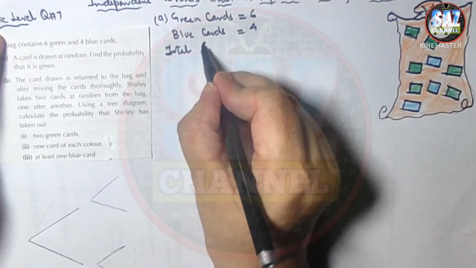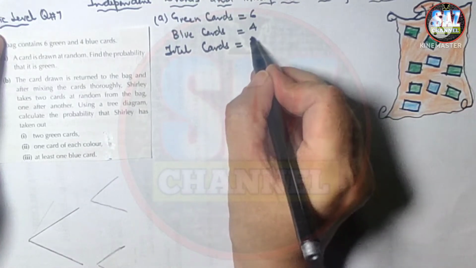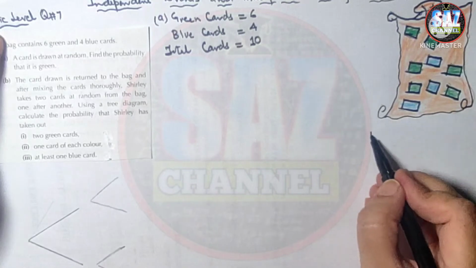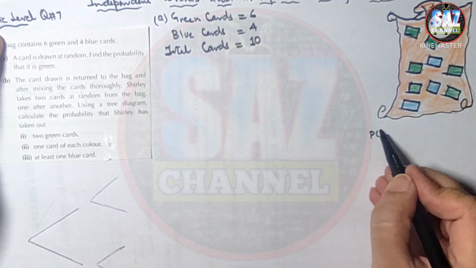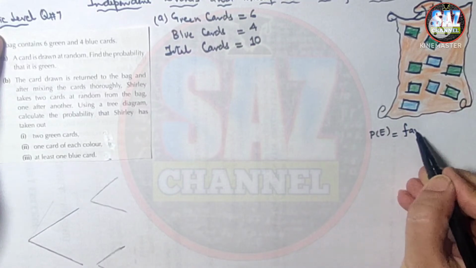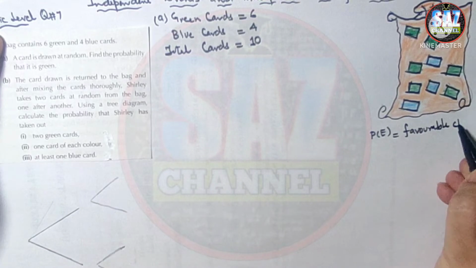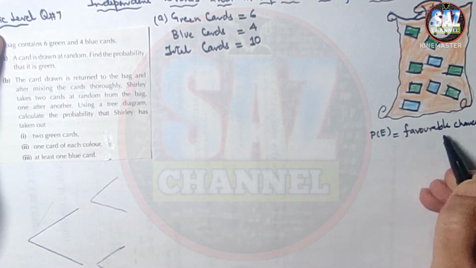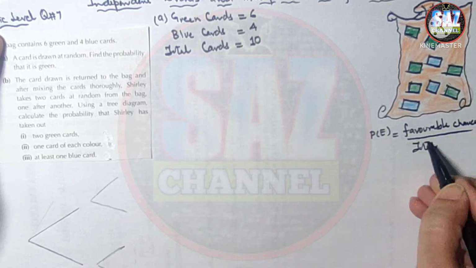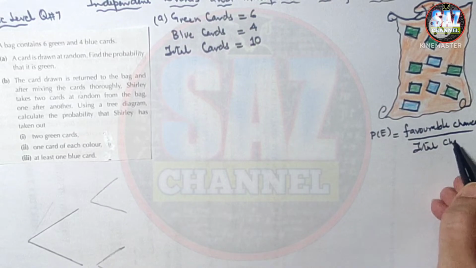Why are we finding the total? Because we need to find the probability, and the formula for the probability of any event is favorable chances upon total chances. You must support your working with formula and statement. Total chances, so we need to find the total chances.